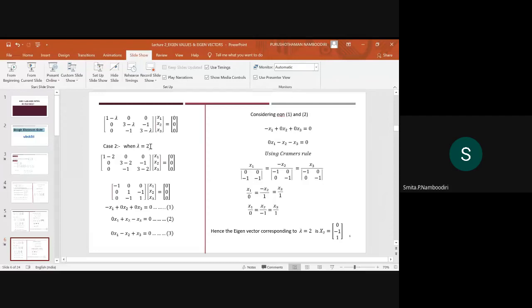तो अभी हमको लैम्डा को 2 पुट करना है. तो 1 माइनस 2 0 0 0 3 माइनस 2 माइनस 1 0 माइनस 1 3 माइनस 2. Simplifying, 1 minus 2 minus 1 0 0 0 1 minus 1 0 minus 1 1. फिर से हमें इक्वेशन लिखना है.